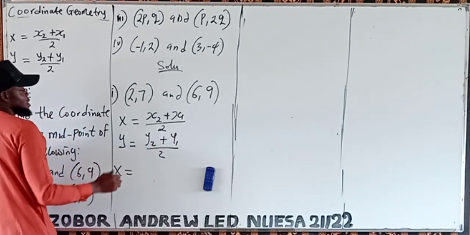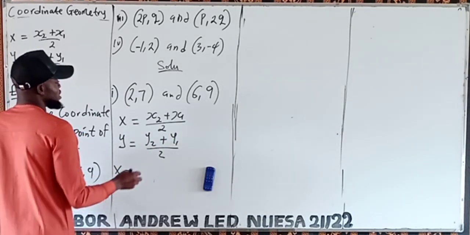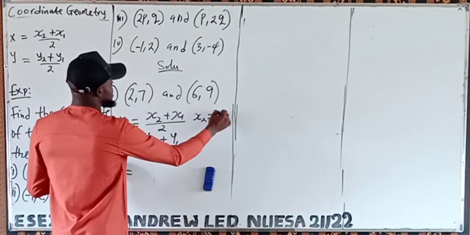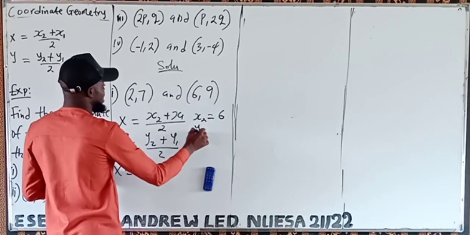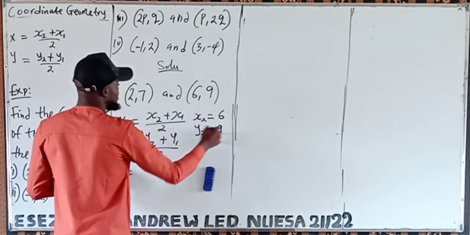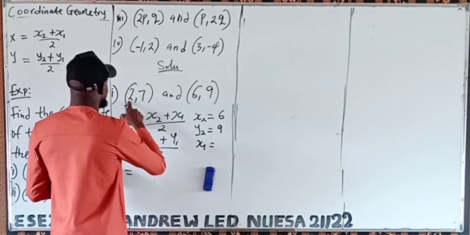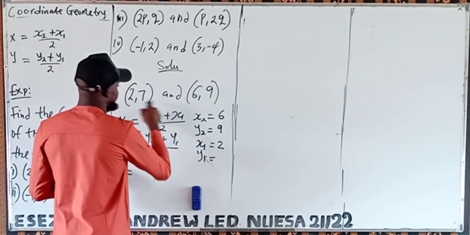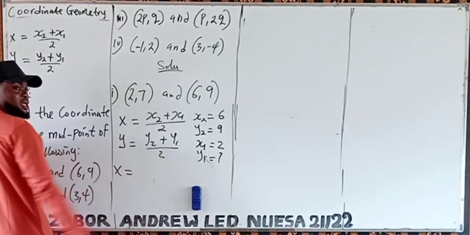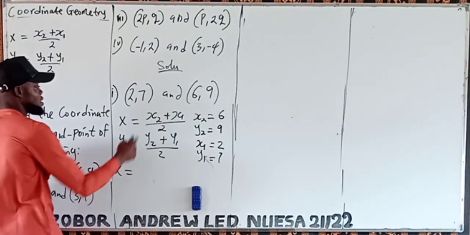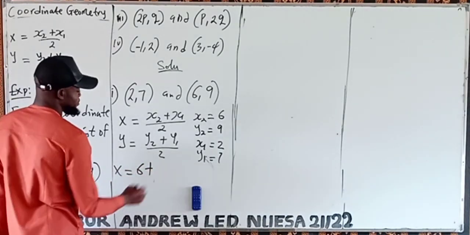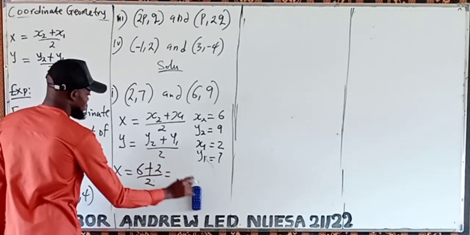So what do we do for the x coordinate now? What is our x2 here? Our x2 is equal to 6, y2 is equal to 9, x1 is equal to 2, and y1 is equal to 7. So we put these into the formula. Our x is equal to 6 plus 2 over 2. What are we going to have here?